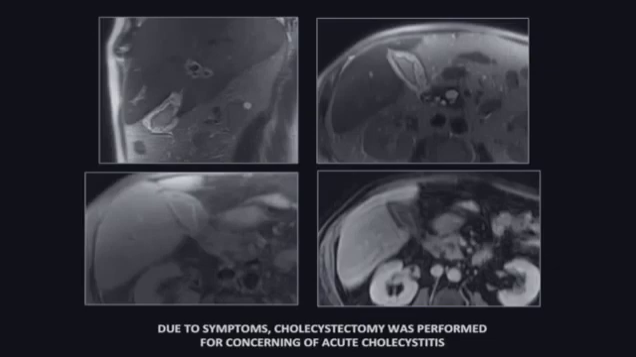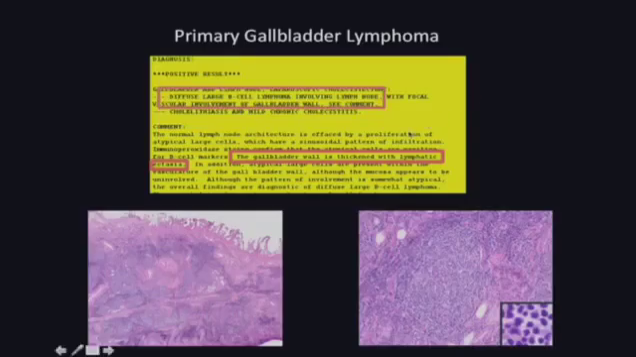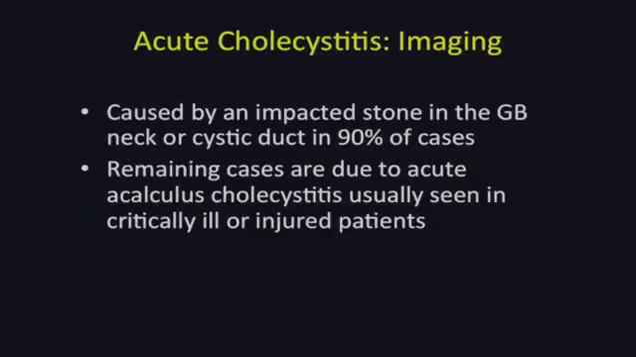The patient was taken to the OR for cholecystectomy, and the pathology showed diffuse large B-cell lymphoma of the gallbladder, a primary gallbladder lymphoma, a very uncommon gallbladder malignancy. So let's turn our attention to acute cholecystitis and how we differentiate it from gallbladder cancer.